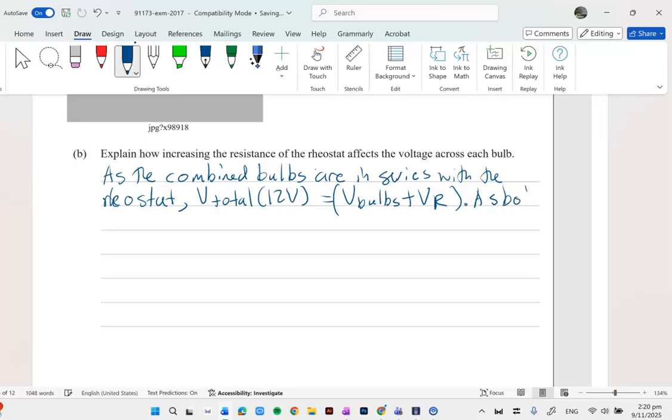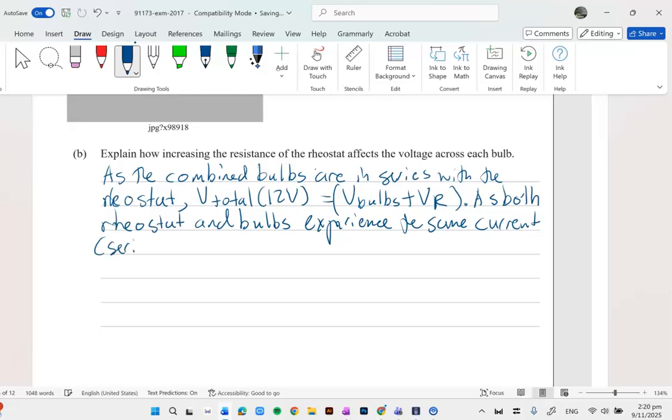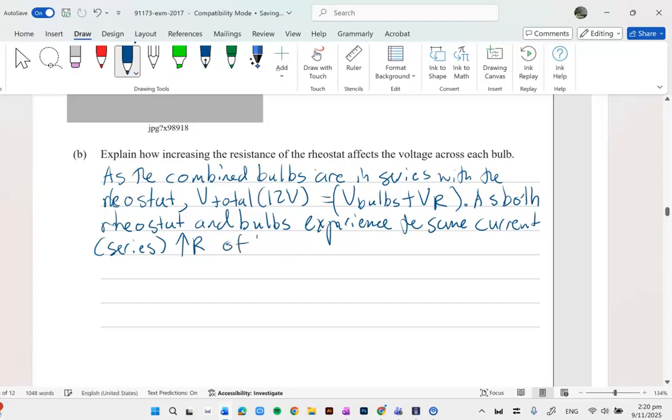As both rheostat and bulbs experience the same current because it's series, increasing the resistance of the rheostat is going to increase the voltage. V equals IR, and current remains the same.